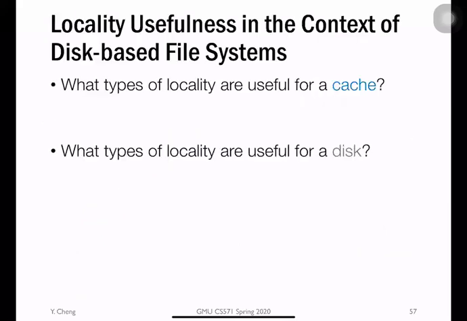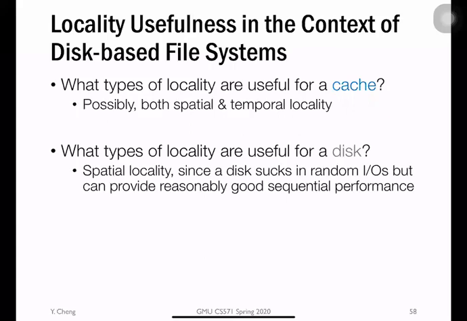Okay, so in the context of a disk-based file system, the first question to ask here is, what types of locality are used for a cache? Well, the answer is possibly both spatial and temporal locality benefit a cache design. But if you take a look at the same question under a different context, what types of locality are useful for a hard disk drive or mechanical disk? Well, it's probably spatial locality.